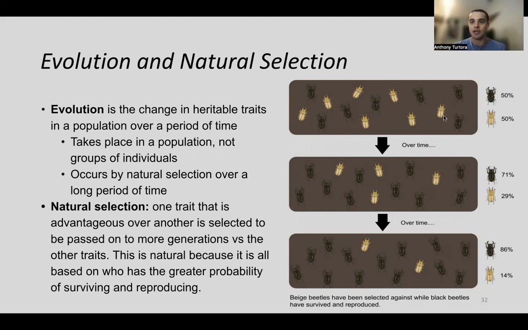So when looking at our diagram over here, let's say we have 50% of these black beetles and 50% of these beige beetles. Let's say being a black beetle makes them more likely to survive and reproduce because they can blend in better. So over time, the allele frequencies will change and the black beetles will be more present in the population after different generations.